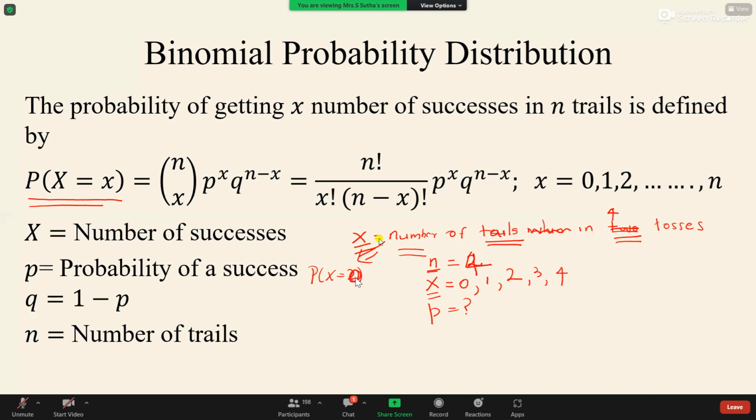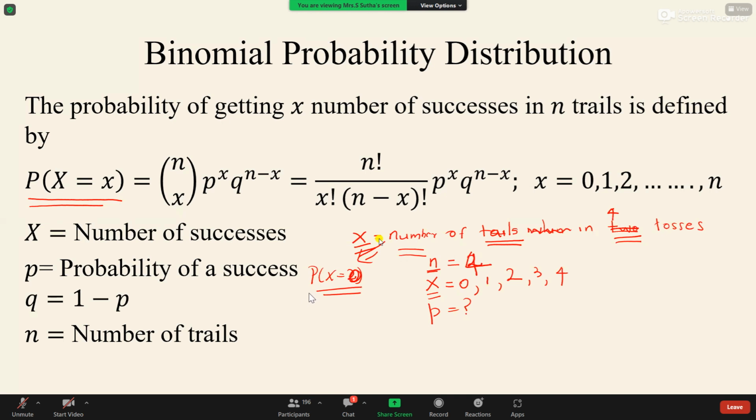If the probability of x equals 0, what does it mean in this particular example? Anyone? What is the meaning of this probability? The probability of getting tails is 0. That is the probability of getting no tails, or 0 tails. So this is the explanation of this probability.